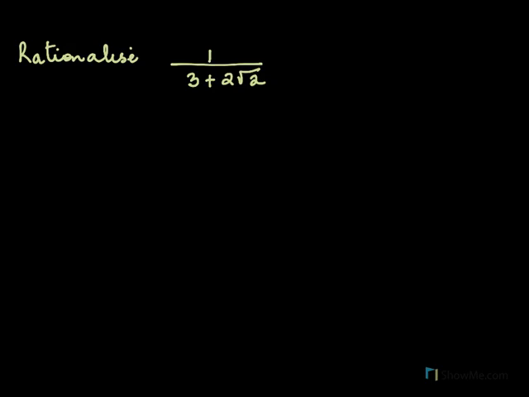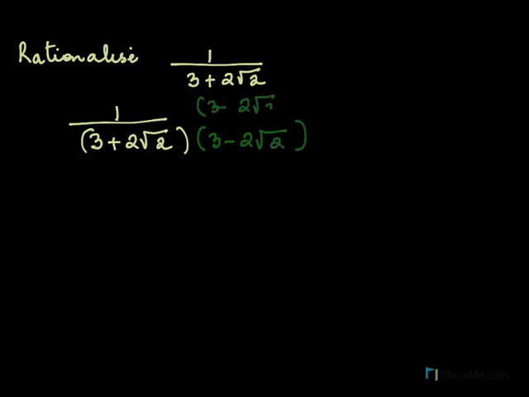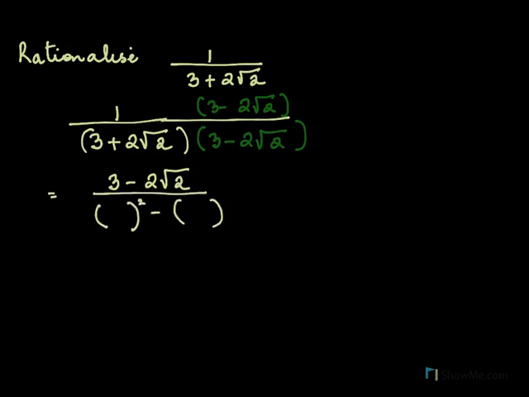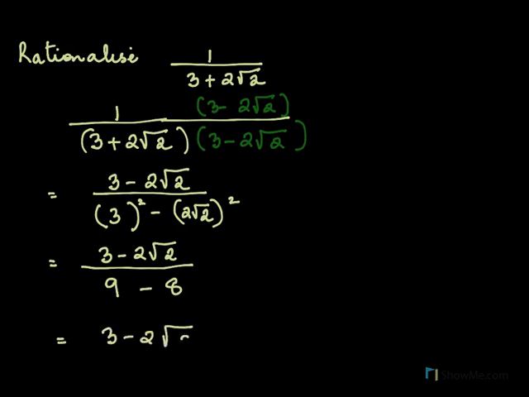Rationalize 1 over 3 plus 2 root 2. So 1 over 3 plus 2 under root 2. A plus b, I need to multiply it into a minus b. Numerator, denominator, the same thing. So then in the numerator, I'll have 3 minus 2 under root 2. Denominator, a plus b, a minus b, a square minus b square. So 3, 2 root 2. 3 minus 2 root 2. Denominator, 3 into 3, 9. 2 root 2 into 2 root 2 is 8. So the answer is 3 minus 2 root 2.